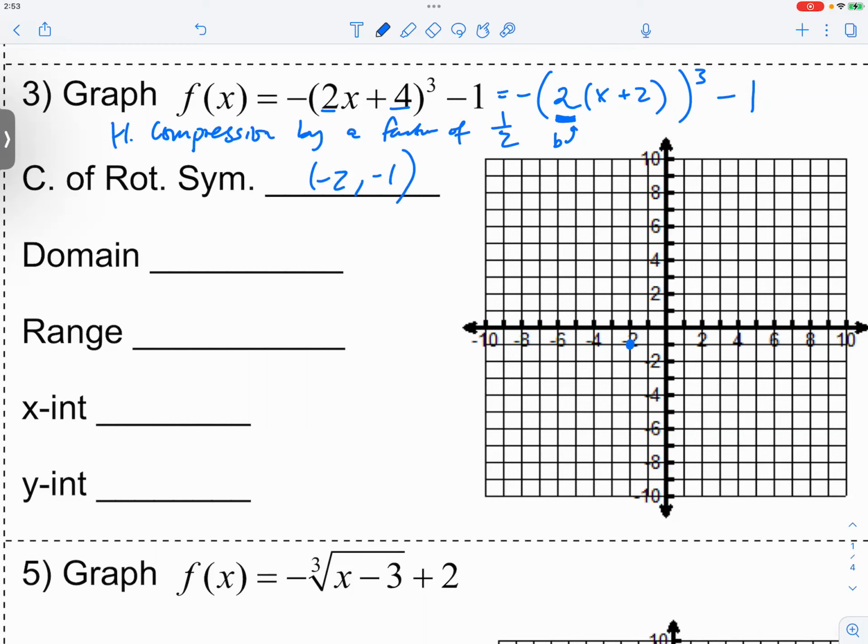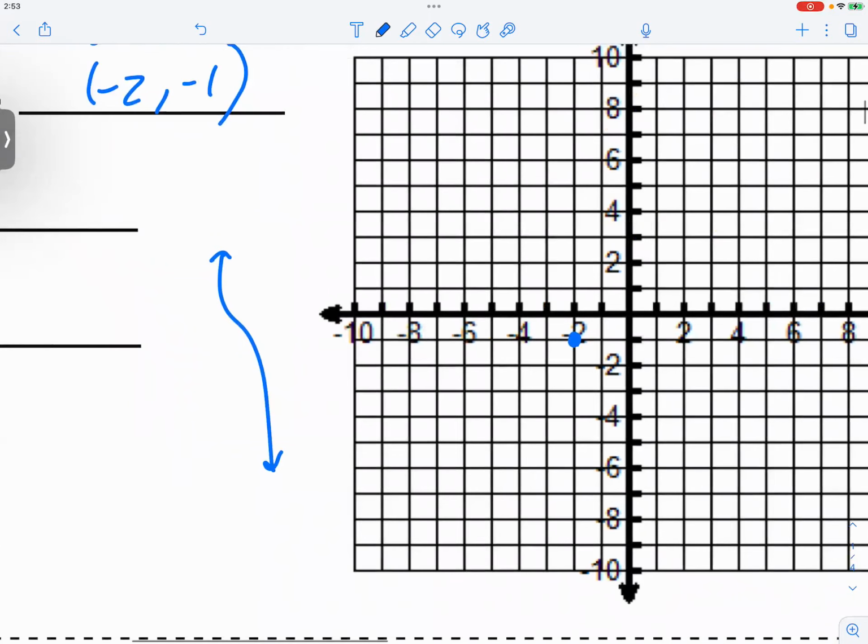And because it is compressed horizontally by a factor of 1/2, I'm expecting a graph to look something like this, and then compressed horizontally. So when I make my sketch, I would do this to indicate that it is shrinking by a factor of 1/2 horizontally. But vertically, it's the same thing. Goes up by 1 unit first, and then it goes up and down by 7 units.